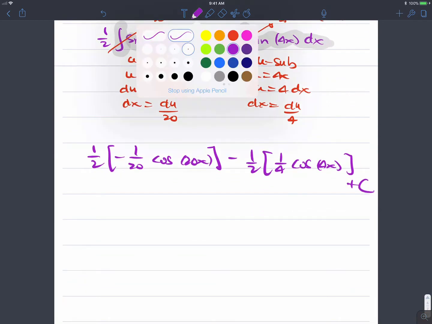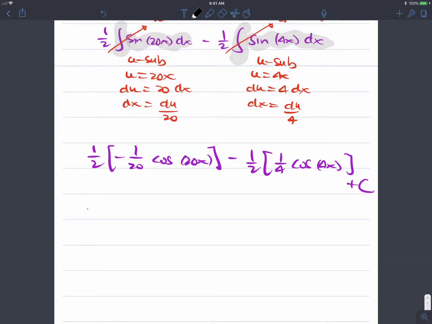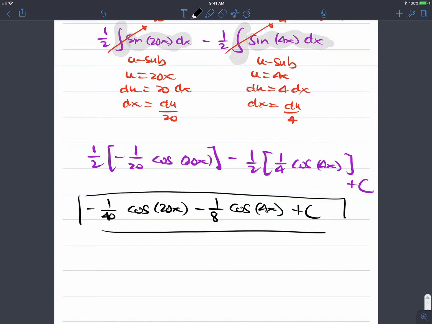Doing some arithmetic here, we get negative 1 over 40 cosine of 20x minus 1 over 8 cosine 4x plus that c. And so this here is our final answer for this integral.